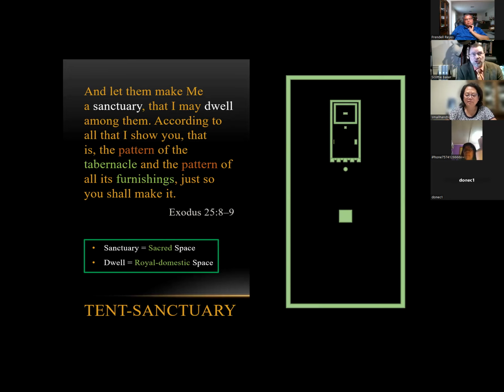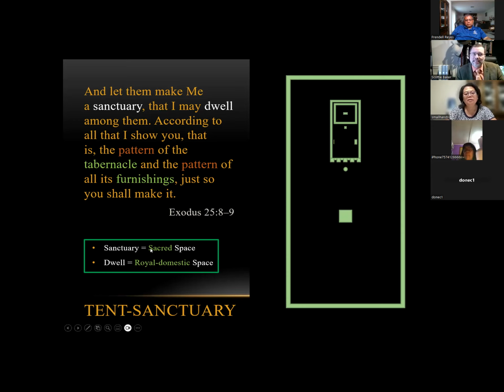According to all that I show you, that is the pattern, and we're going to get back to that pattern in a minute, of the tabernacle and the pattern of the furnishings. So he's distinguishing 2 different elements. One is the tabernacle, the structure itself, and the other element is the furnishings. So we're going to treat those 2 things separately as we work through it tonight. We'll integrate them, but you'll see that we're treating them a little bit separately.